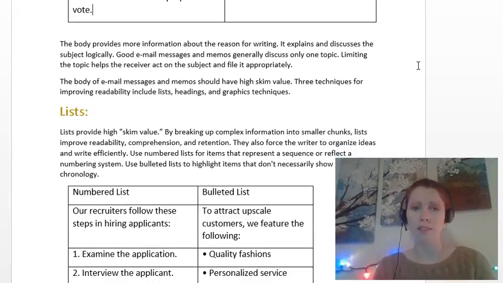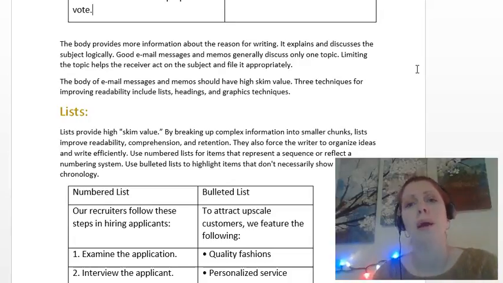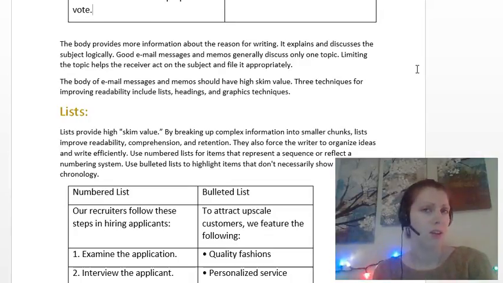So the body of your messages provides more information about the reasons for the writing, right? So they explain, or it discusses the subject logically. Okay, now we're providing our explanations after we've told people why we're writing to them. So good email messages or good memos generally discuss only one topic. Again, you got to be thinking in this business context. People don't want to be messing around. We get that there's lots going on.